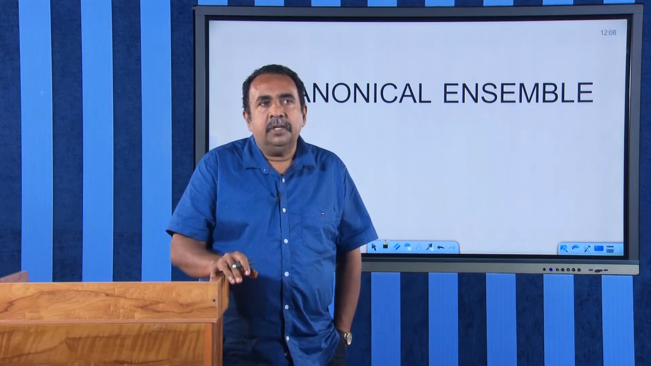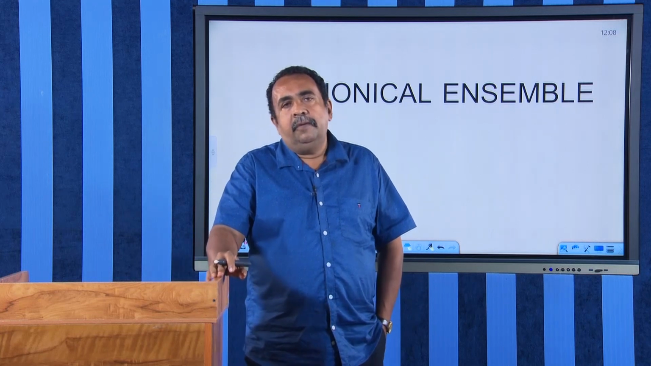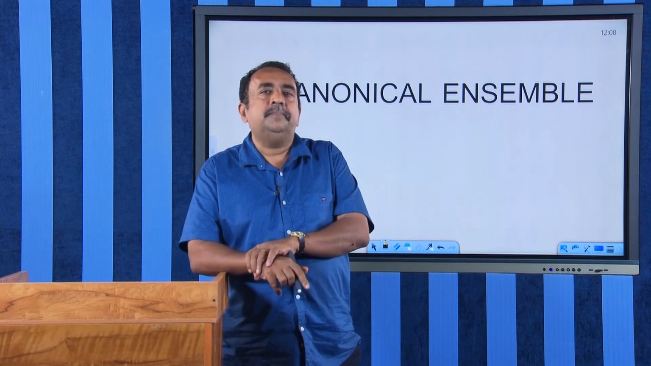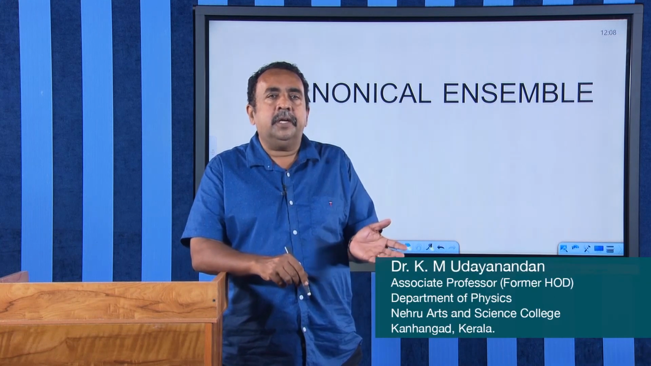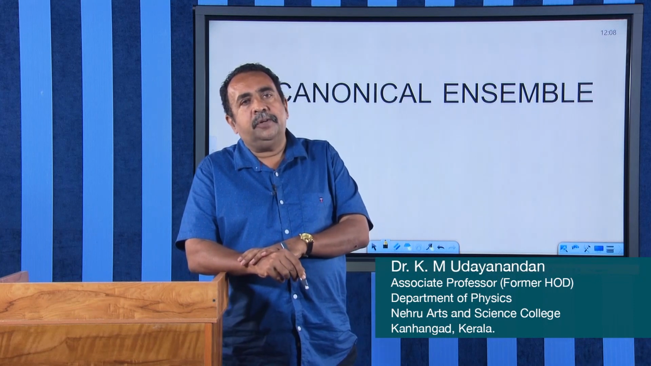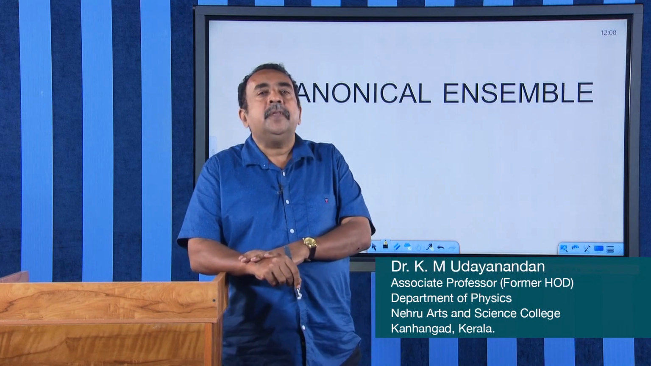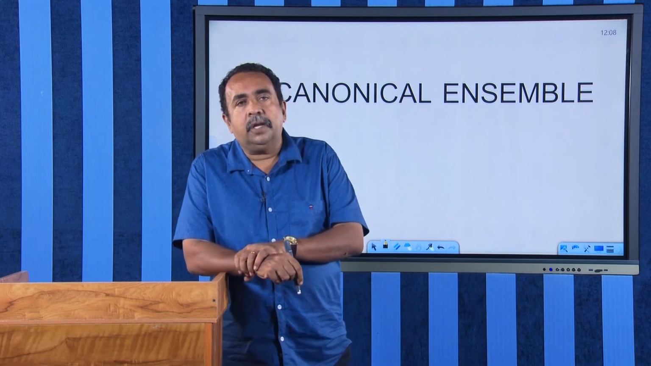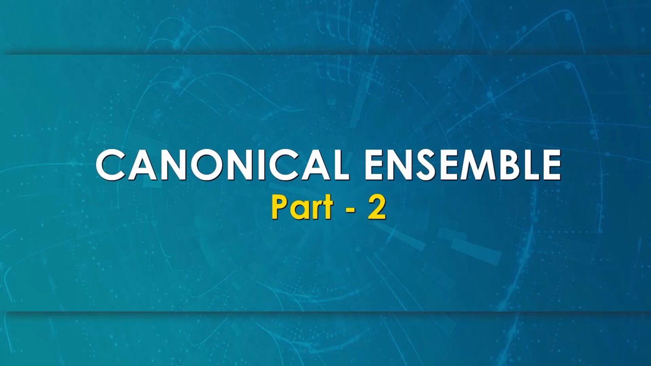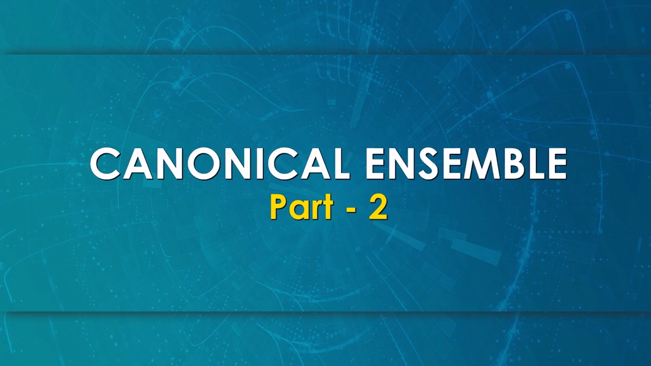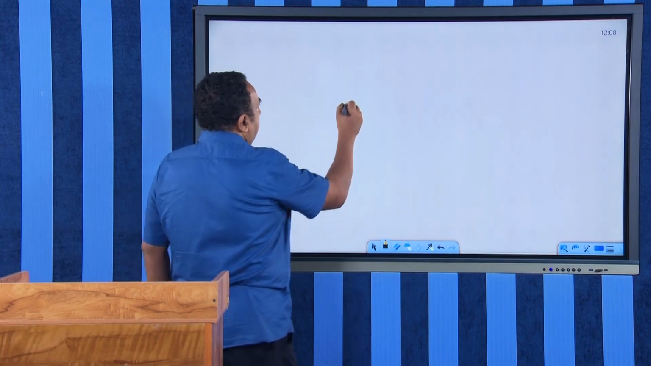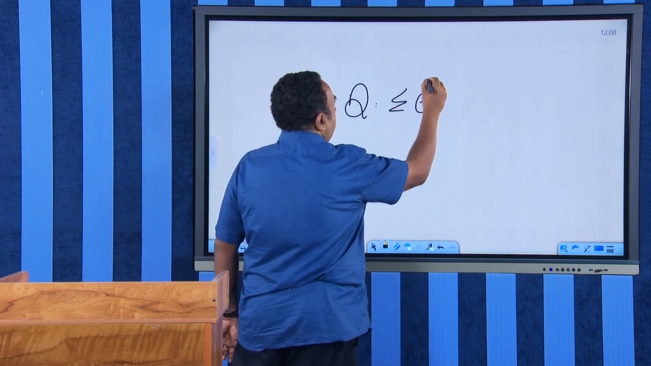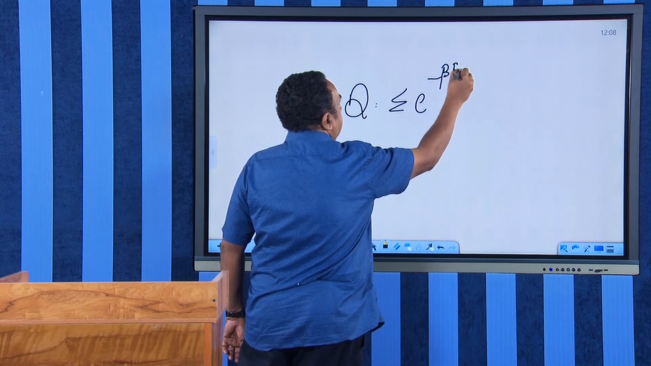Welcome back to our studies on canonical ensemble. We have an idea about the theoretical basis of canonical ensemble. We formulated the bridging equation connecting the micro world and the macro world as A is equal to minus kT log Q, where Q is the canonical partition function. The canonical partition function was given by the sum over e raised to minus beta Ei.